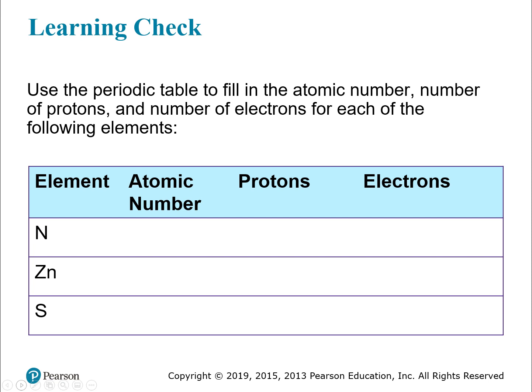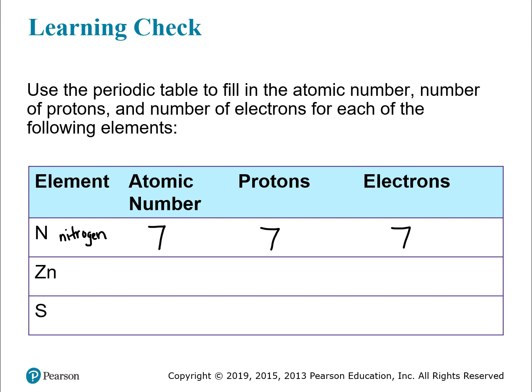Let's use the periodic table to fill in the atomic number, the number of protons, and the number of electrons for each of these. What you'll want to do is look up each of these elements using their symbol. N is nitrogen. Its atomic number is 7. That means that it's got 7 protons and 7 electrons in a neutral atom.